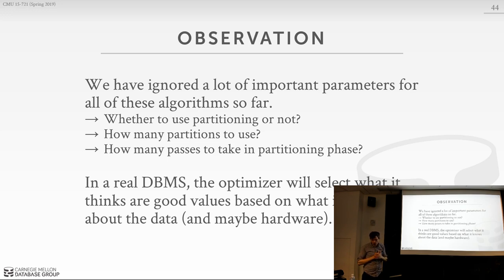All right, so a couple of things that we ignored so far when we do partitioning is how many partitions we should use and how many passes we want to take over the partitioning phase. The spoiler was that you only want to do maybe one pass during the radix partitioning, but you could do more. How many partitions you want to use could depend on how many cores you have and what your caches look like. So in a real system, these are knobs that the database system can manipulate on a per query basis.